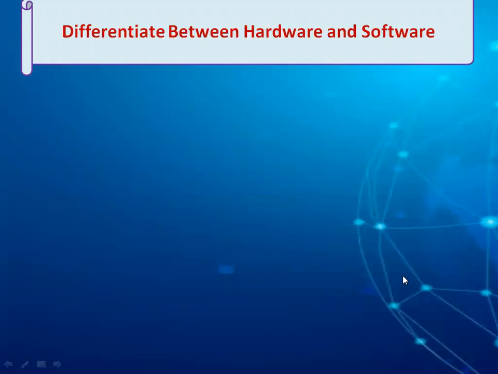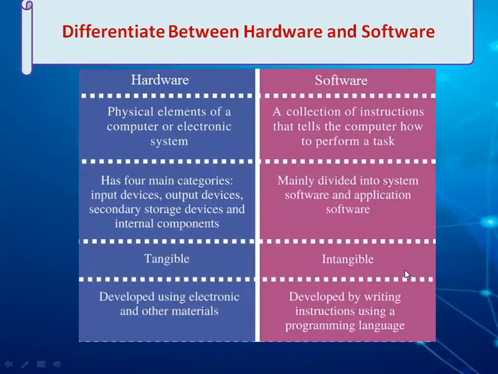Now differentiate between hardware and software. Hardware: the physical elements of a computer or electronic system are called hardware. Software: a collection of instructions that tells the computer how to perform a task is called software. Hardware has four main categories: input devices, output devices, secondary storage devices, and internal components like processing devices. Software is mainly divided into two types: system software and application software.